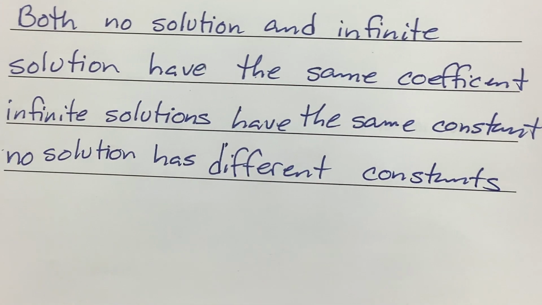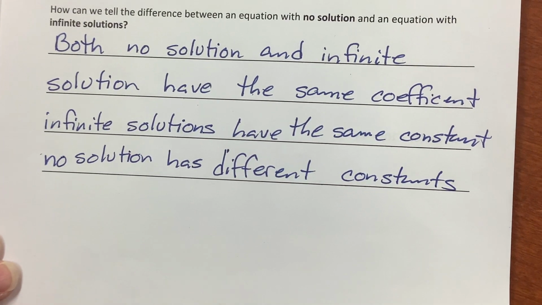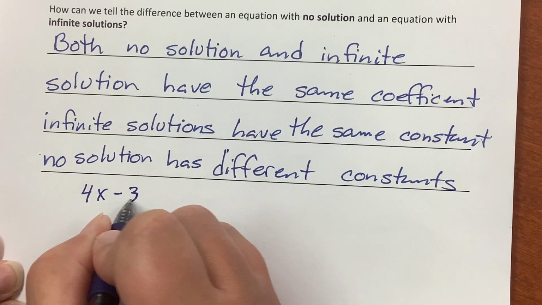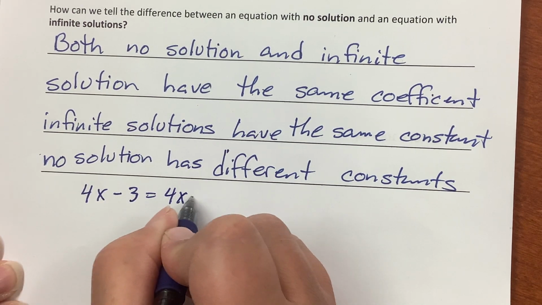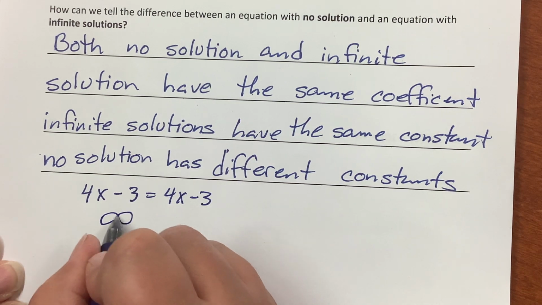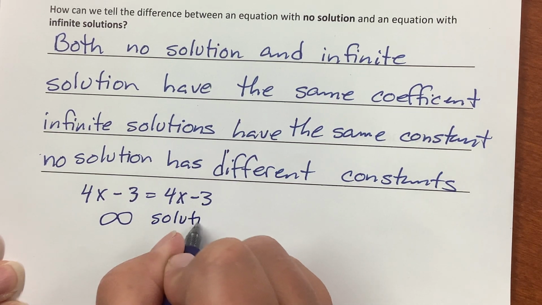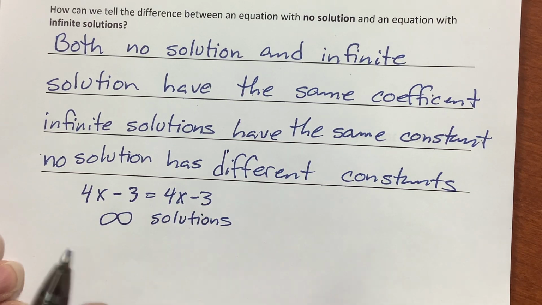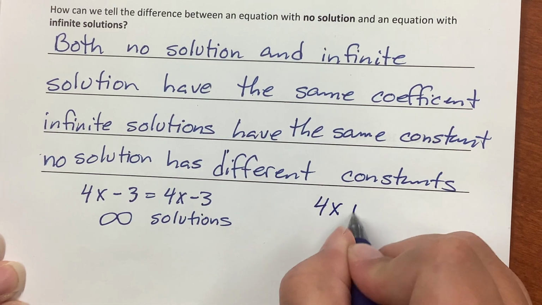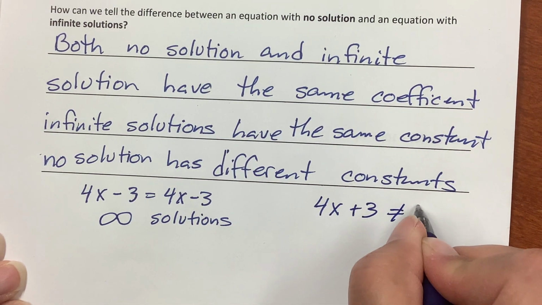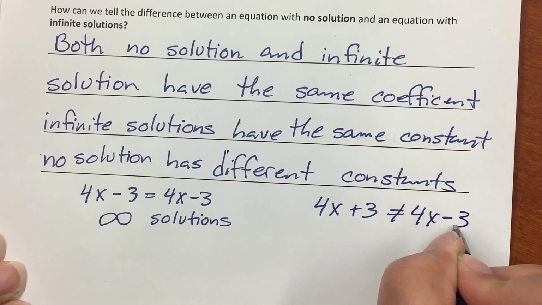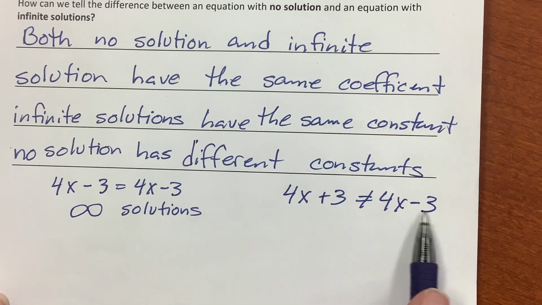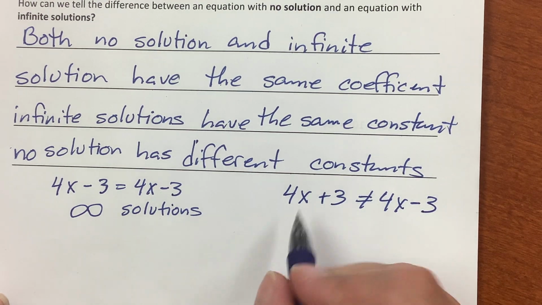And I'm just going to put a little example down here. I'm hoping you can read that nicely. So in other words, if I have 4x plus minus 3 equals 4x minus 3, that is infinite solutions. How do I know? Same coefficient, same constant. But if I have 4x plus 3 equals 4x minus 3, I have the same coefficient, but different constants. That's no solution.